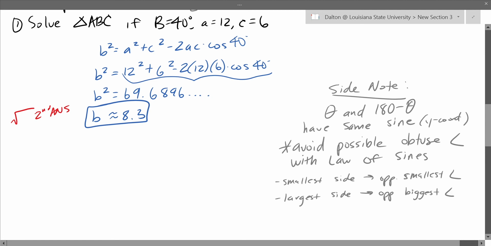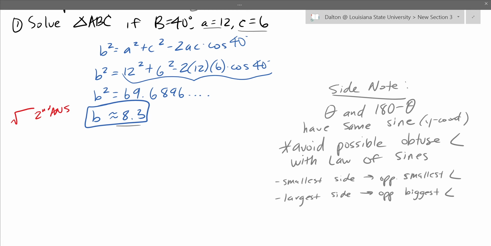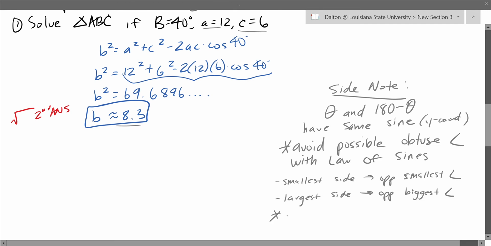So in the scenario that we have here, I already know the three sides of the triangle. We have A is equal to 12, C is 6, B is 8.3. So since 12 is the biggest side, that means the possible obtuse angle is going to be angle A. So we want to avoid angle A since it might be obtuse.